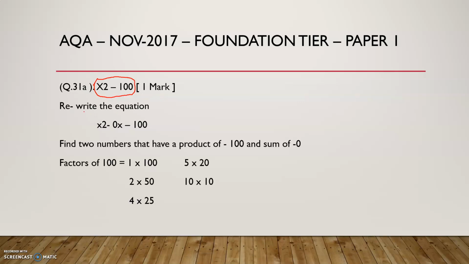So what we have to do is we need to rewrite the equation first. We go x squared, so we just add the minus 0x minus 100. Now what we have to do is find two numbers that have a product of negative 100, and a sum of 0.